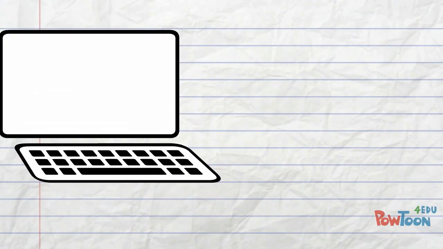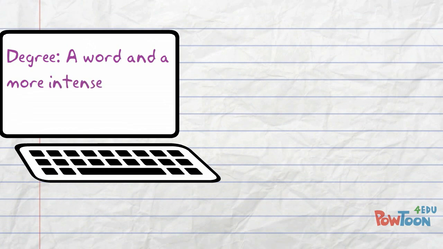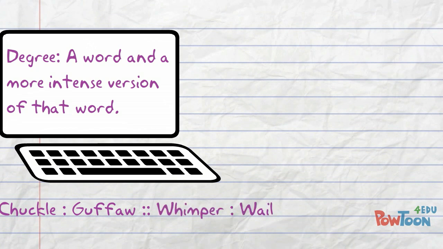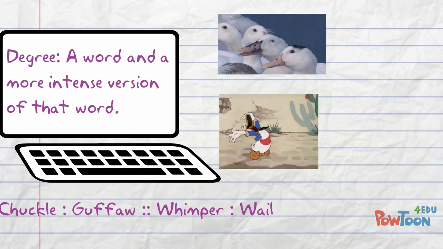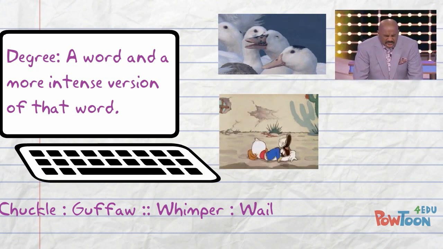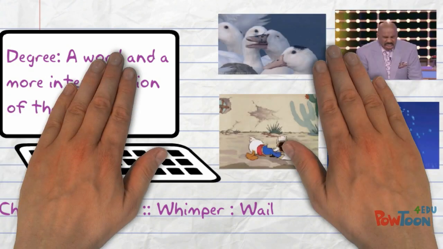The next kind of analogy that we'll talk about is a degree analogy, which is a word and a more intense version of that word. For example, chuckle is to guffaw as whimper is to wail. A chuckle is a small laugh and a guffaw is a big laugh, while a whimper is a small cry and a wail is a big cry.